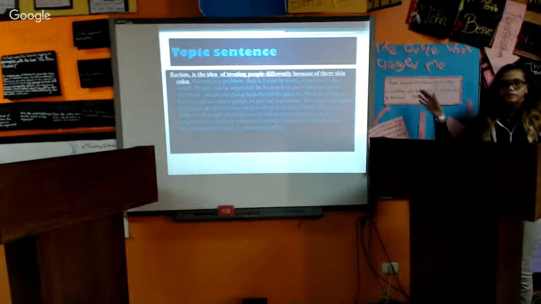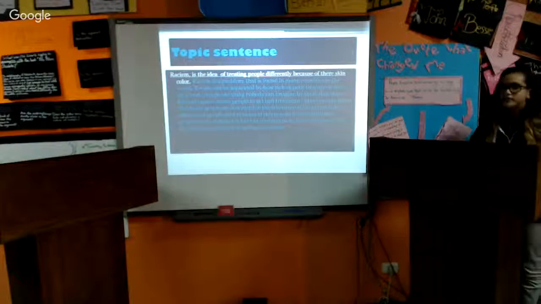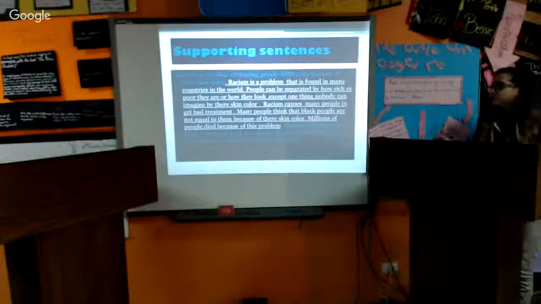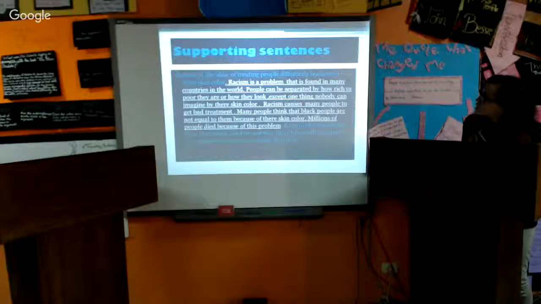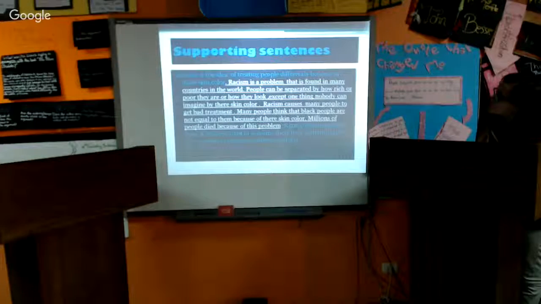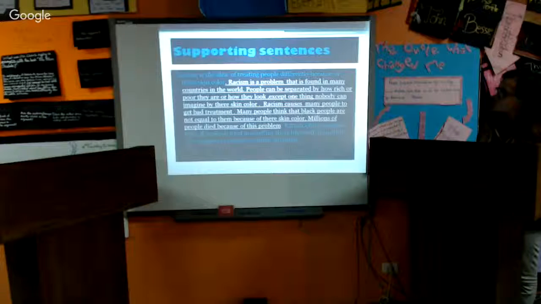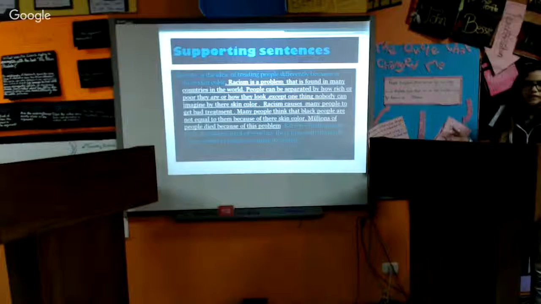The topic sentence here is "Racism is the idea of treating people differently because of their skin color," because it gives the main idea of the paragraph. Supporting sentences. The supporting sentences here are: racism is a problem that is found in many countries in the world; people can be separated by how rich or poor they are, or how they look, except one thing nobody can imagine, their skin color; racism causes many people to get bad treatment; many people think that black people aren't equal to them because of their skin color; millions of people die because of this problem. These are the supporting sentences because they support the main idea of the paragraph.